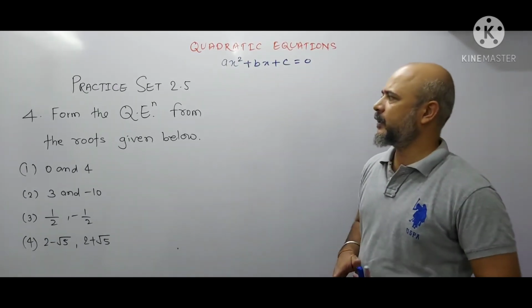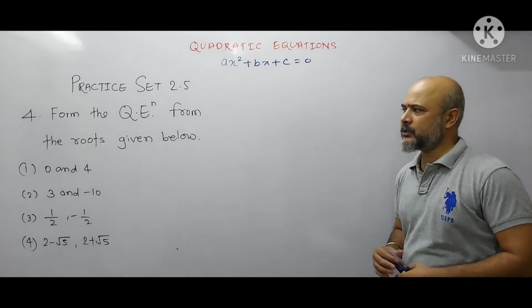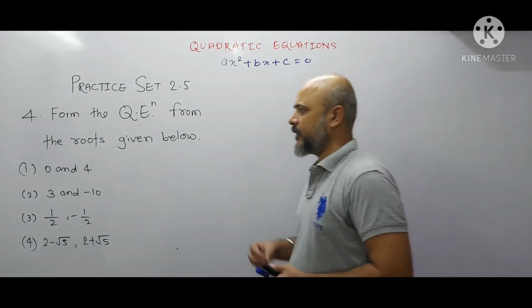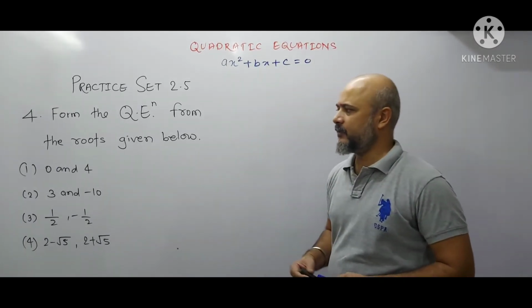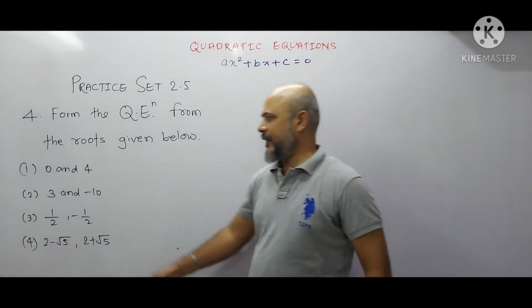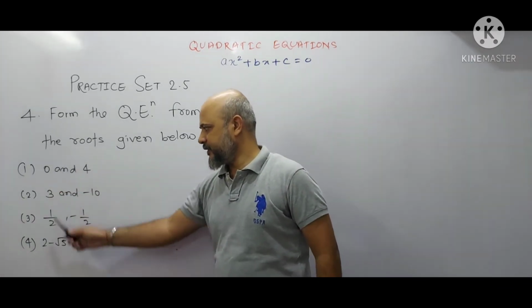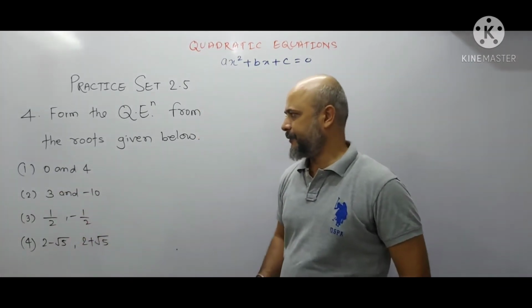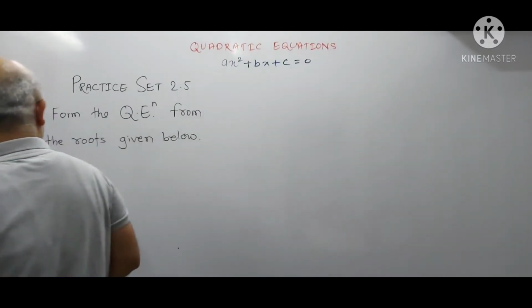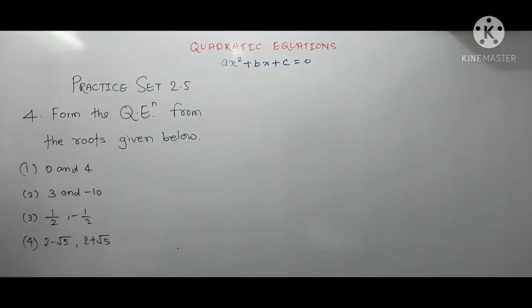You have to form the quadratic equation from the roots given. We know that there are two roots of a quadratic equation, that is alpha and beta. So this is the value of alpha and beta. Now we are going to frame or form the quadratic equation.